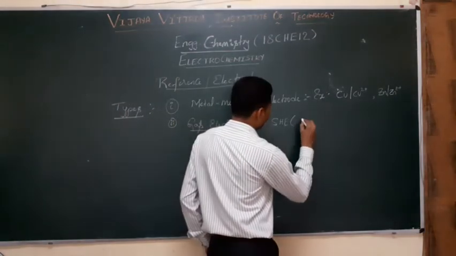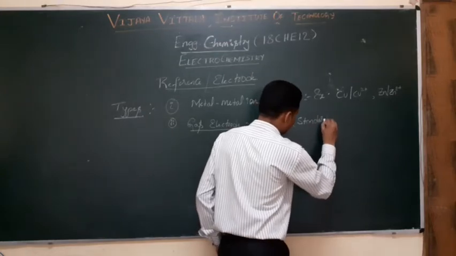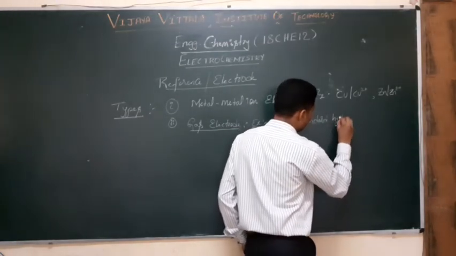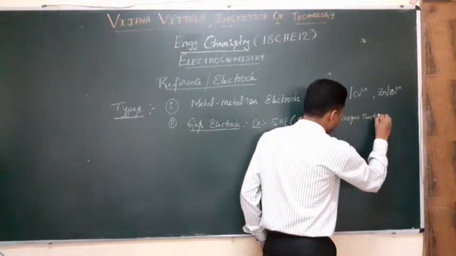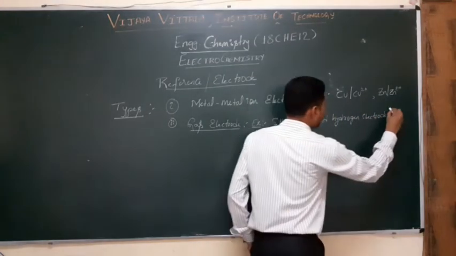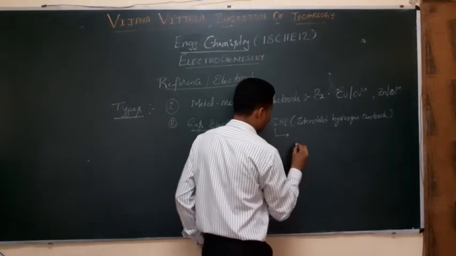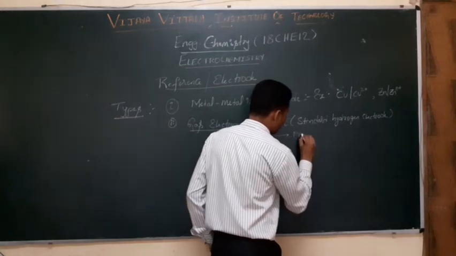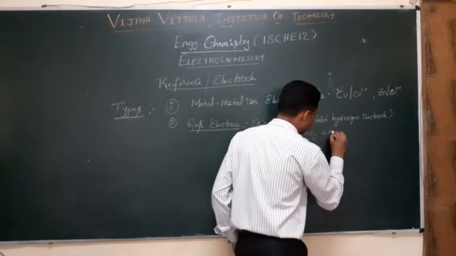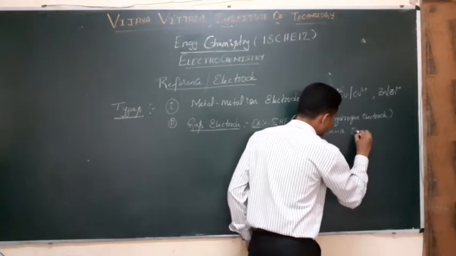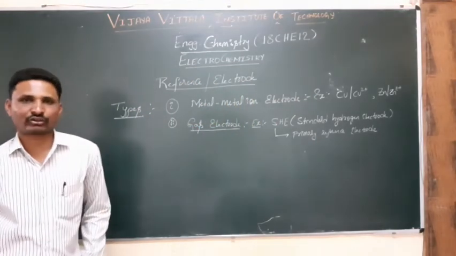So here the standard hydrogen electrode is an example for a primary reference electrode.